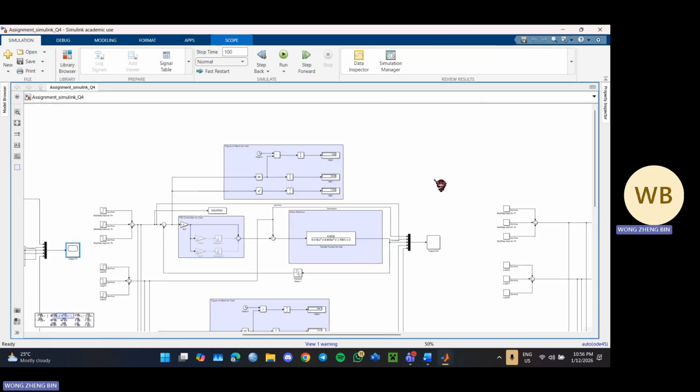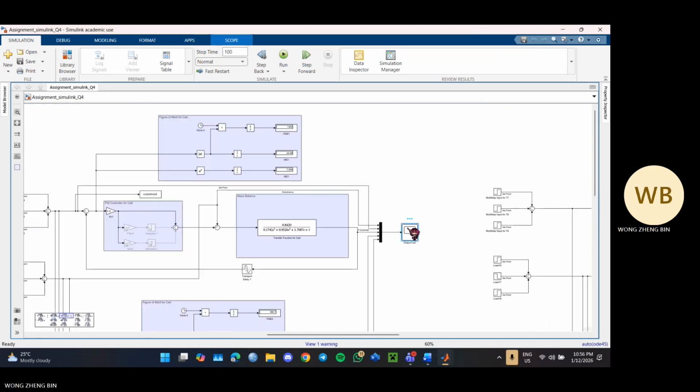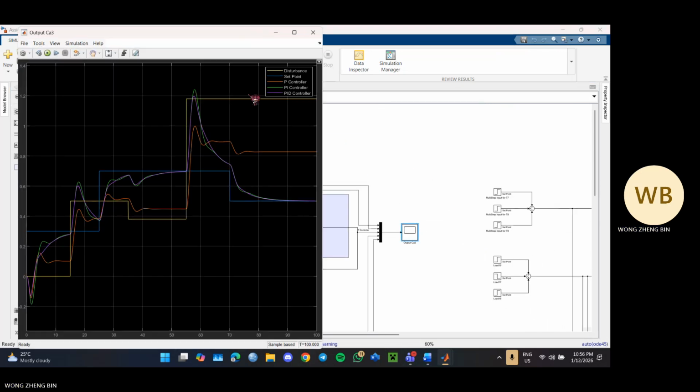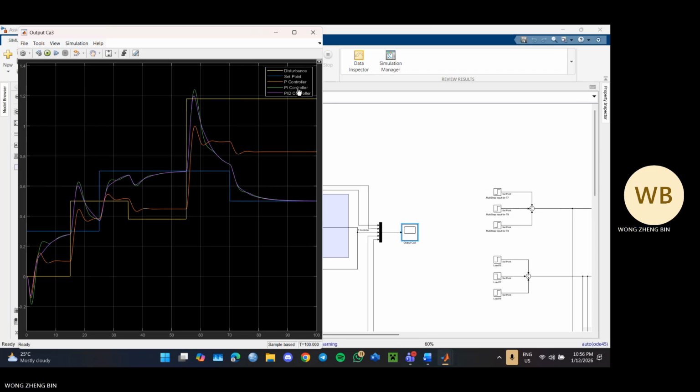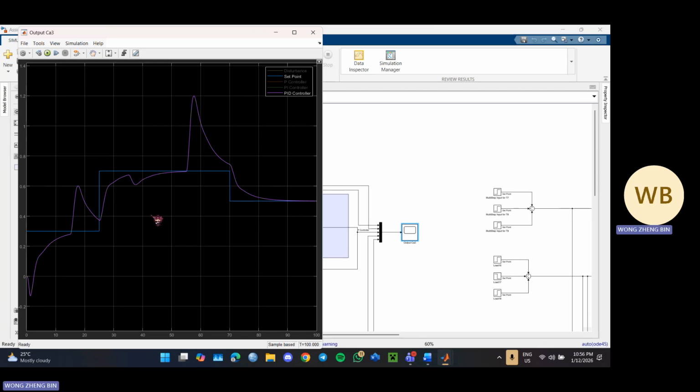And for the concentration part, it is also the same. You can see the disturbance and set points are increasing and decreasing at different points. And also the PID controller managed to settle down to the steady state faster than the P and PI controllers.